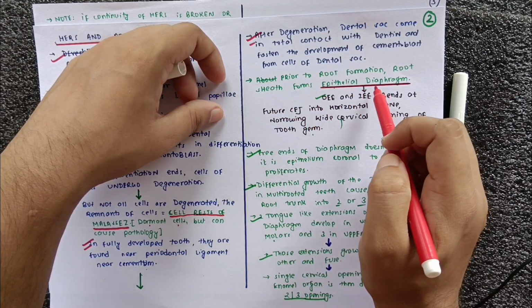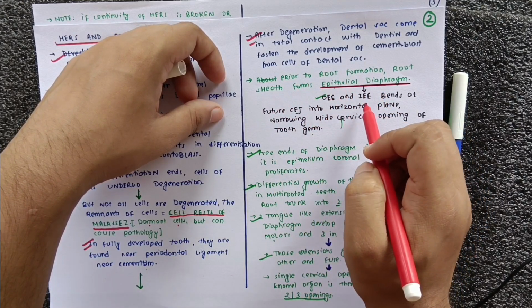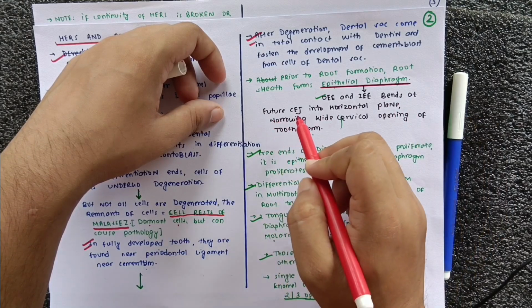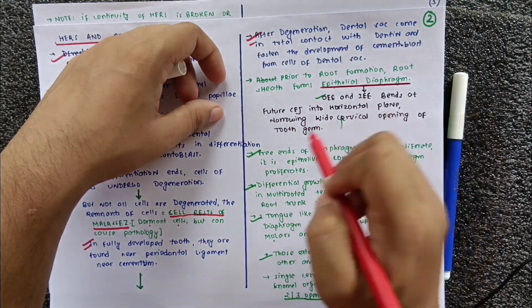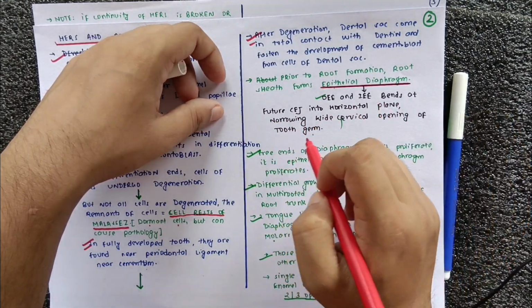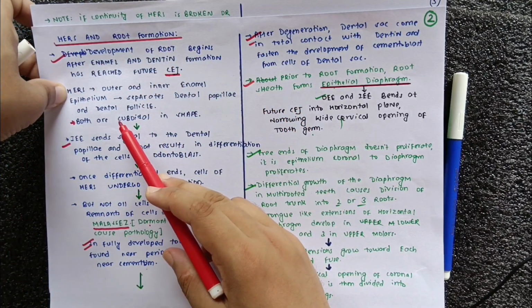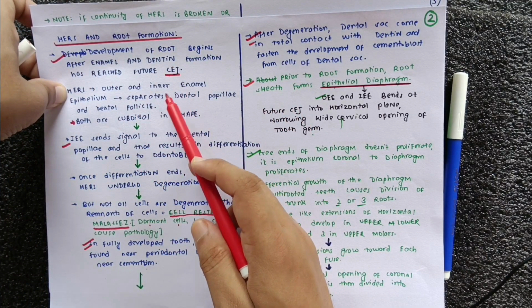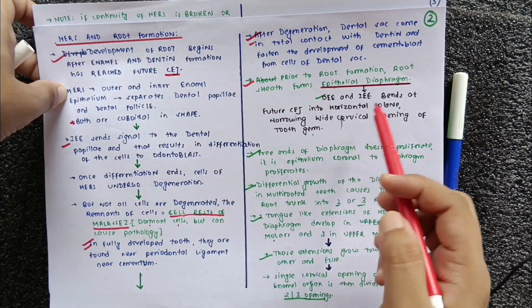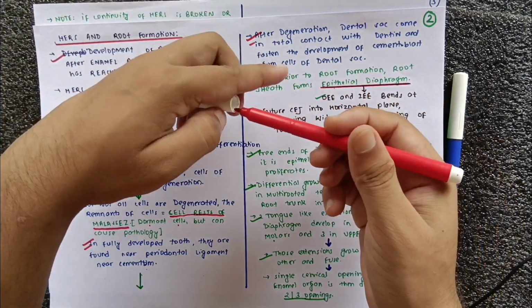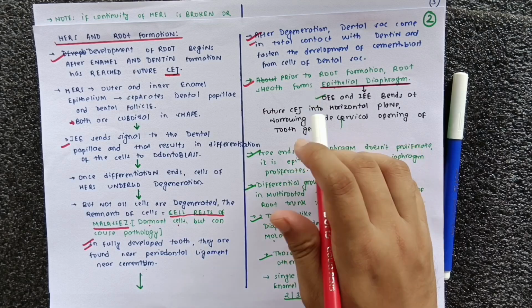After that, in the next point, as I have written here, prior to root formation, the root sheath forms the epithelial diaphragm, the outer enamel epithelium and inner enamel epithelium, and bends at the future cemento-enamel junction into the horizontal plane, narrowing the wide cervical opening of the tooth germ. As I have discussed, the Hertwig epithelial root sheath is formed by the outer and inner enamel epithelium. You may be confused about what this epithelial diaphragm is, so I will clear your concept by showing a picture.